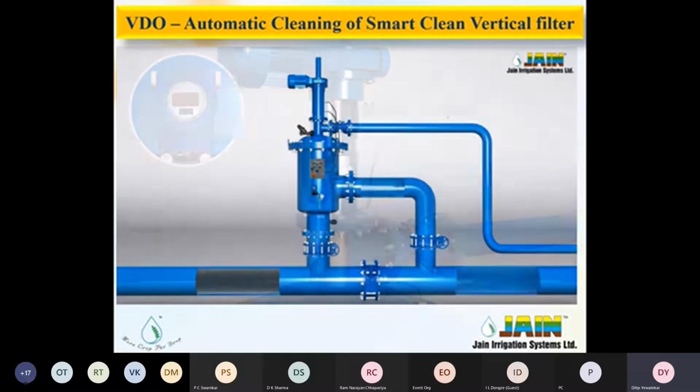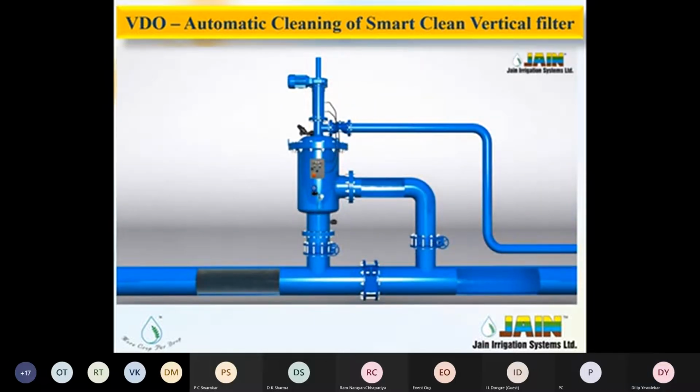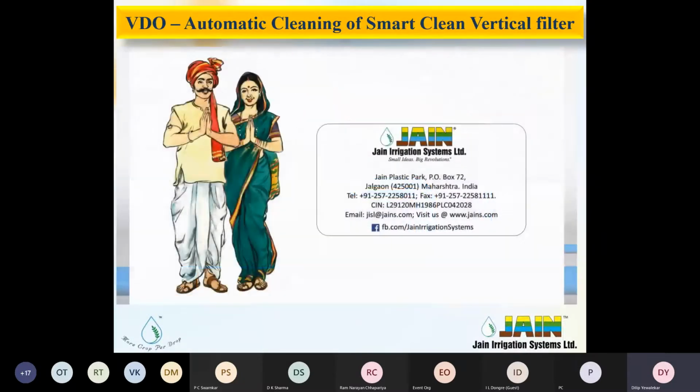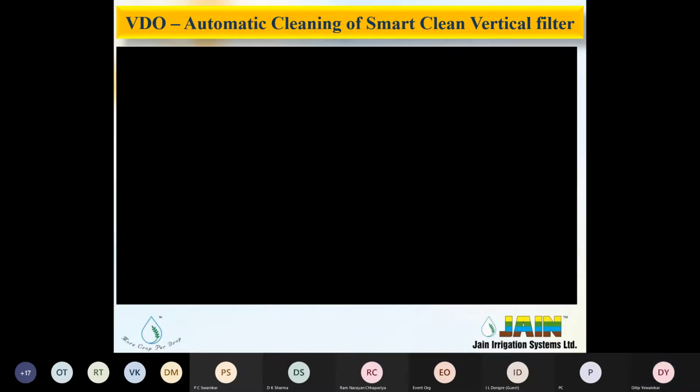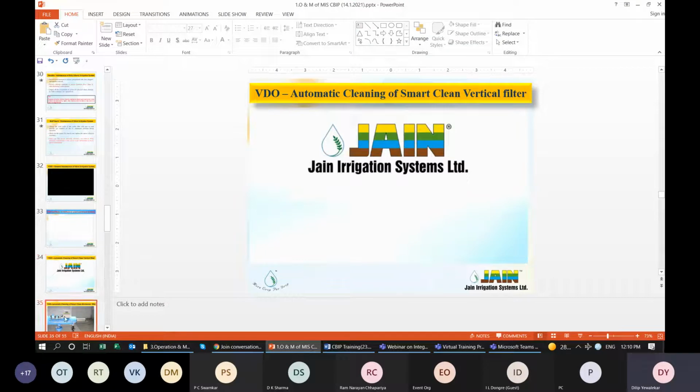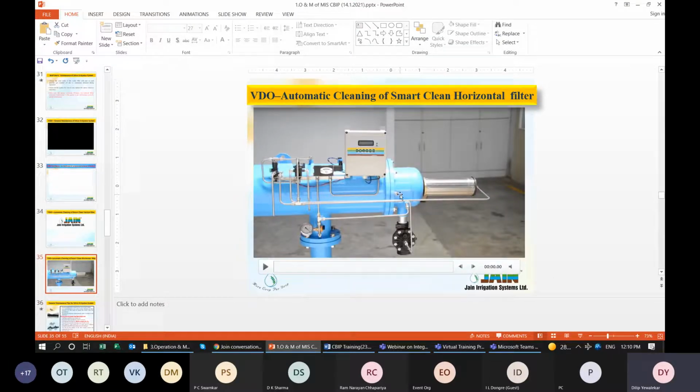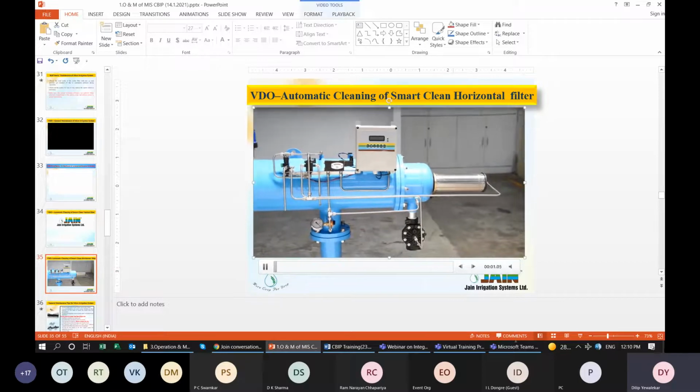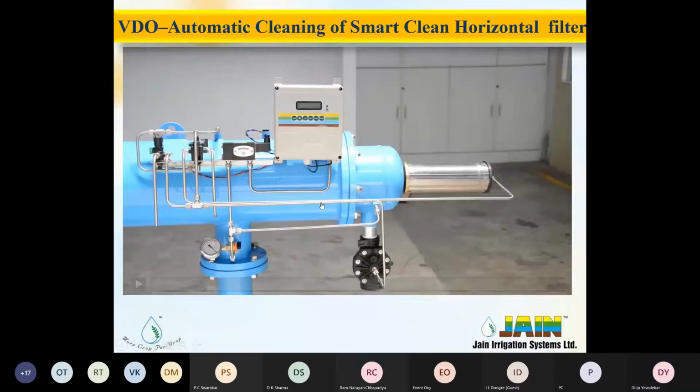The entire operation is done automatically, so there is no need to do it manually. It is connected to the computer also. There is a small program. So this is advanced. That means this filter will solve all the issues, and there is no need to go for a hydrocyclone filter, screen filter or sand filter. So this one filter is sufficient.